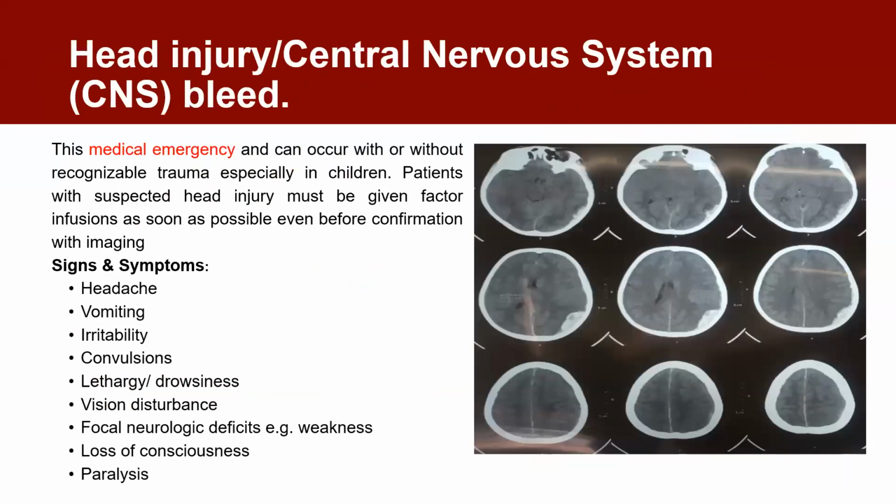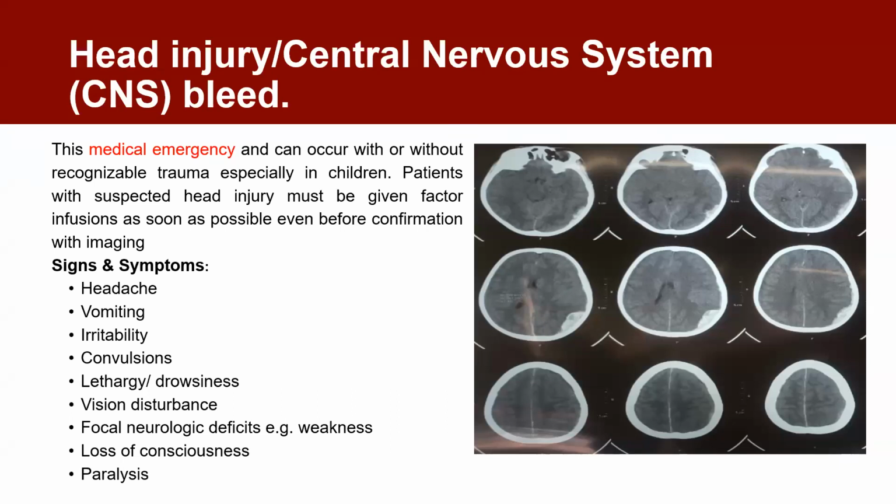So one of the other major bleeding sites for our patients is the head injury, which is the central nervous system. This is always a medical emergency, can occur with or without recognizable trauma, especially in children. Like Sister Anguche mentioned before, the severe bleeders, these are the ones who have less than 1% factor in circulation, mostly present with this picture. Patients with suspected head injury must be given factor infusions as soon as possible.